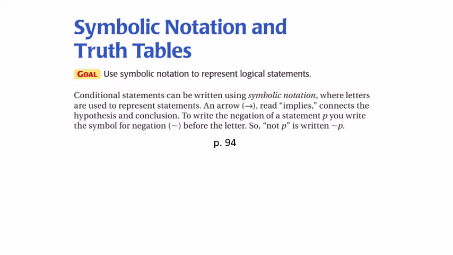So we're going to be looking at these conditional statements, and we're going to be using symbols to represent these statements, and we're also going to use a truth table in order to really organize our thinking here. So there's a couple of symbols that we have, and one of which is an arrow. So an arrow, what that means is implies. Alright, and it connects the hypothesis and the conclusion.